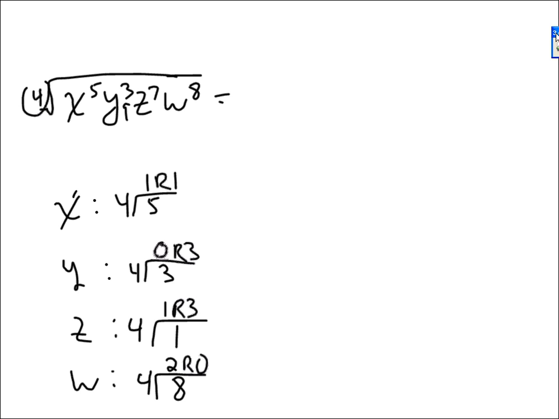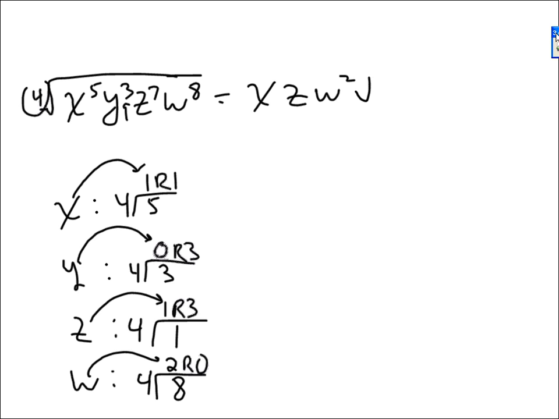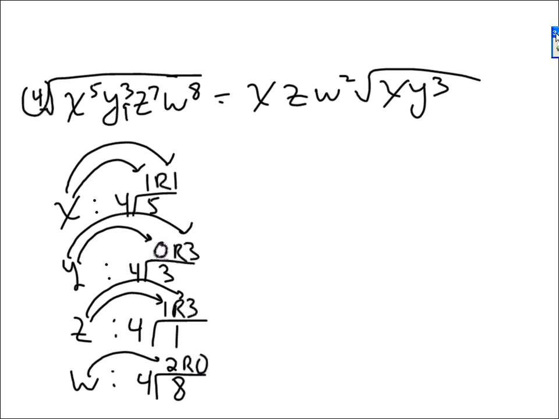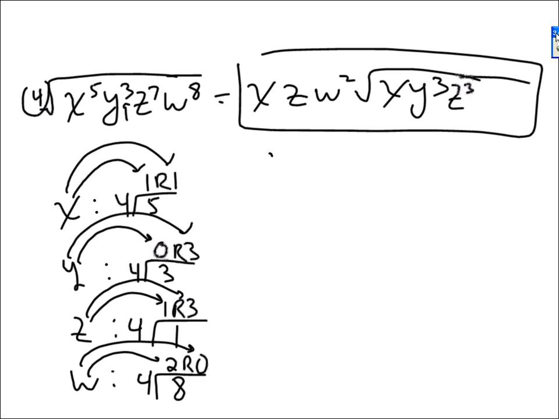So, the answer is going to be x to the 1, or x, times y to the 0, which is 1. I won't even write the 1. Times z to the 1, which is z, times w squared. Times, under the radical, x to the 1, which is x, times y cubed, times z cubed, times w to the 0, which I won't put. And here is your answer.